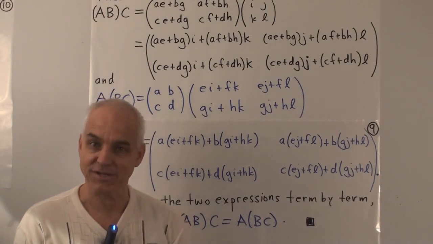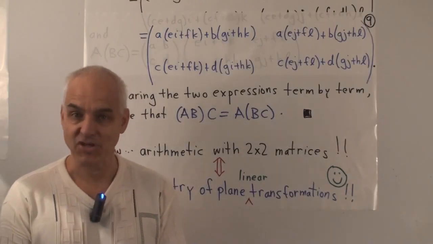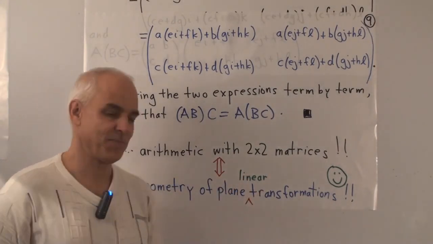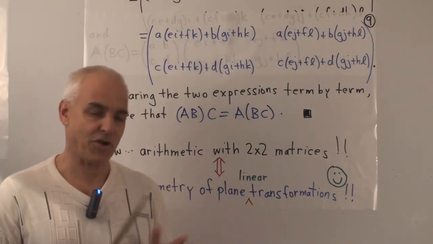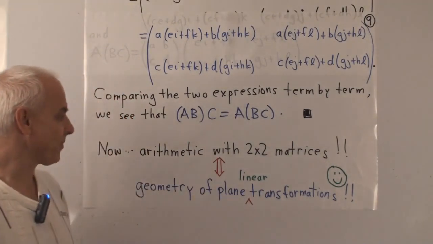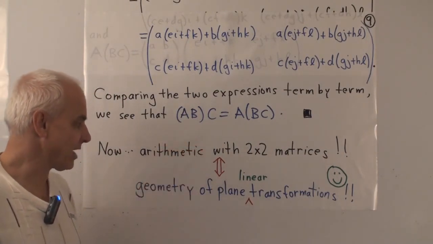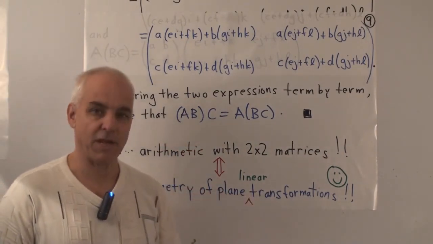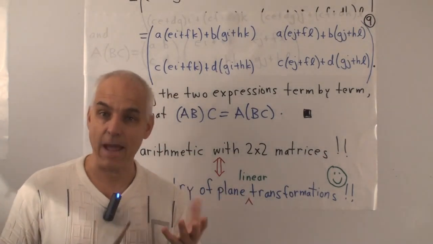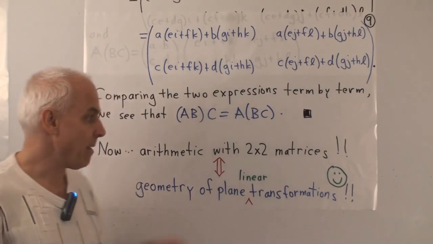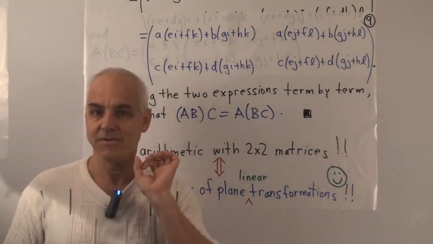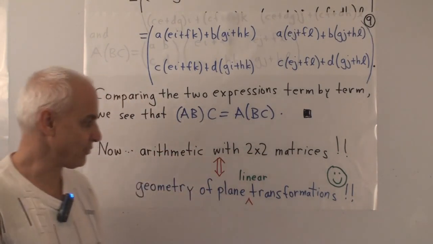It's a bit of magic, isn't it? So now we're in a happy position. We have a very good arithmetic with 2 by 2 matrices. We have laws of arithmetic which are not much different from the laws of 1 by 1 matrices or ordinary numbers. And now we can apply this arithmetic to the geometry of plane transformations. Ordinary arithmetic with numbers is not rich enough to capture two-dimensional geometry. But this arithmetic with 2 by 2 matrices is ideally suited for this job, as we'll see.